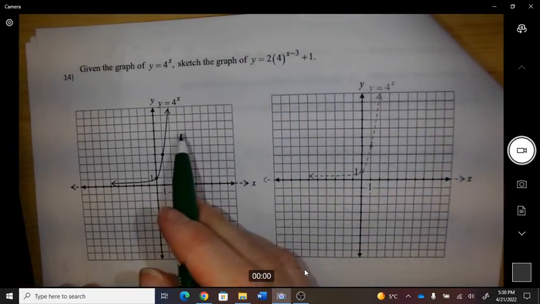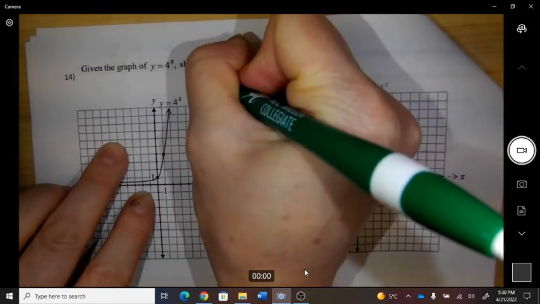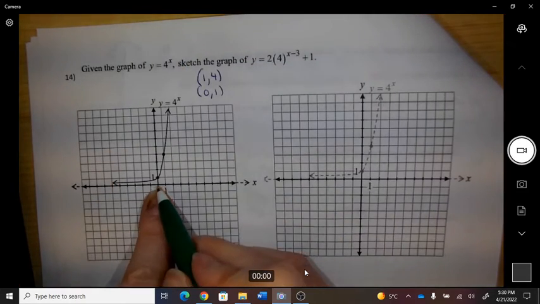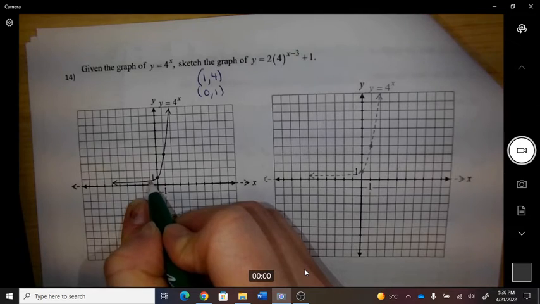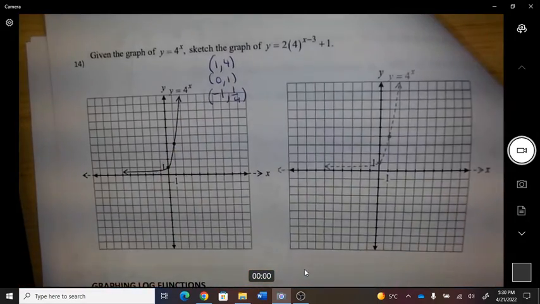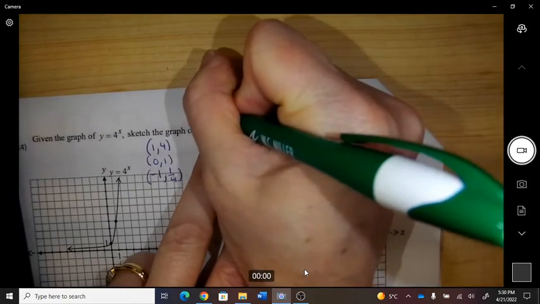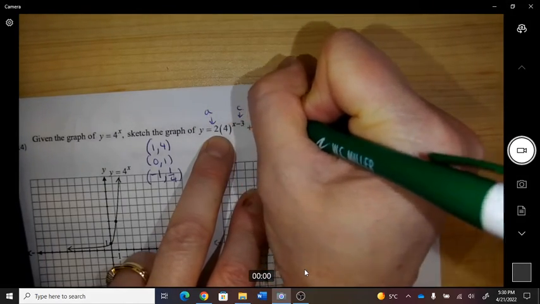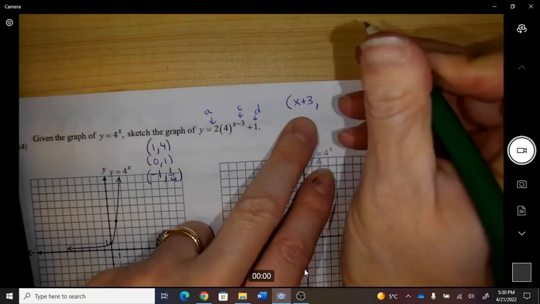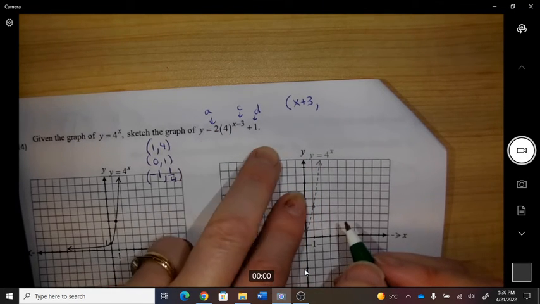Okay, we're given this graph, sketch that. So we have the coordinates 1, 4. 0, 1, and this would be -1 comma a quarter. Okay, so now what's this equation that we're going to make? This is an A, a C, and a D. So x plus 3, okay, x plus 3, and then 2y plus 1.